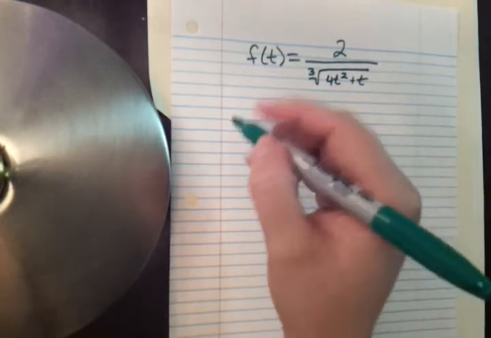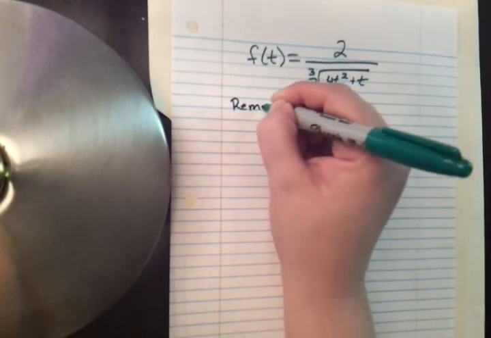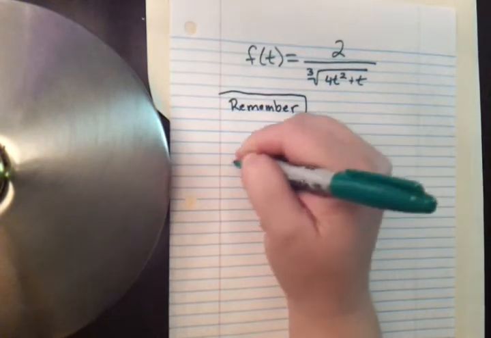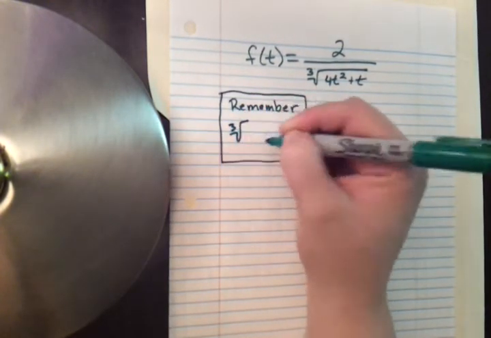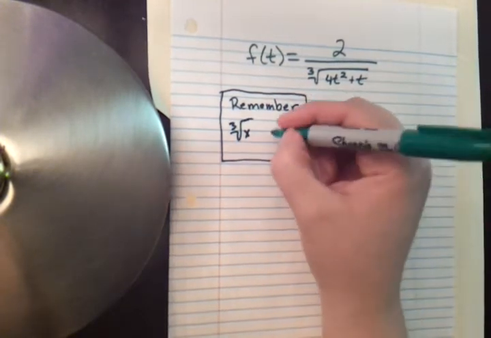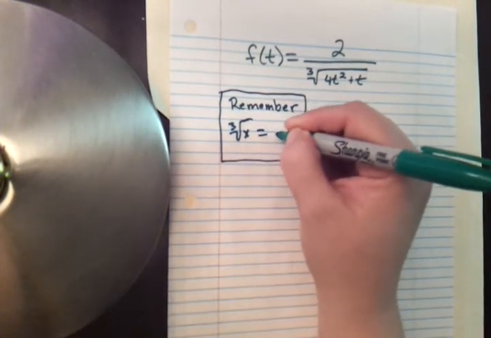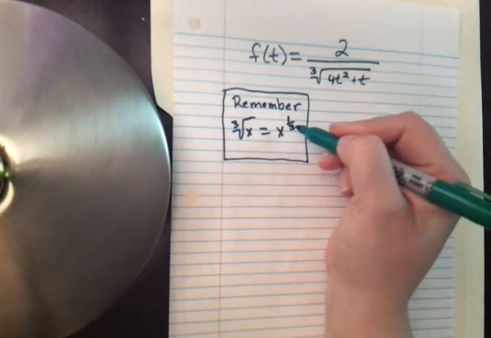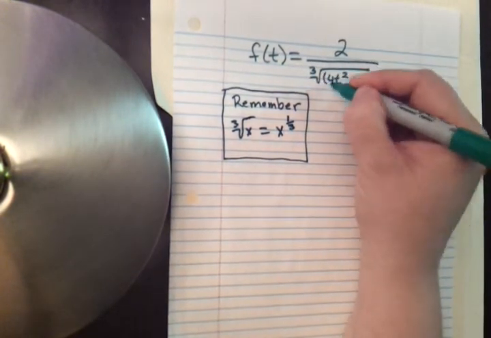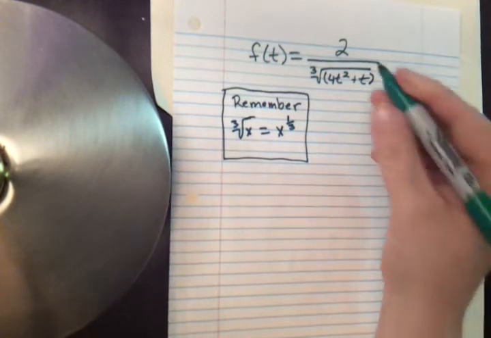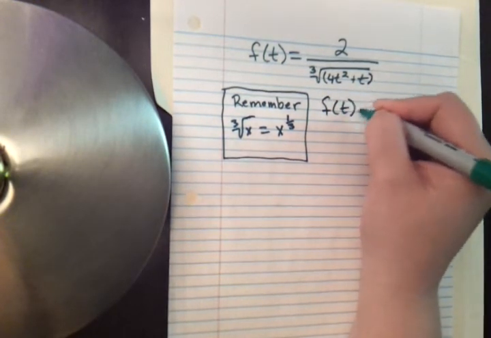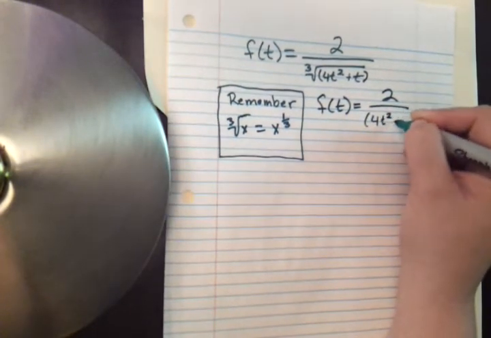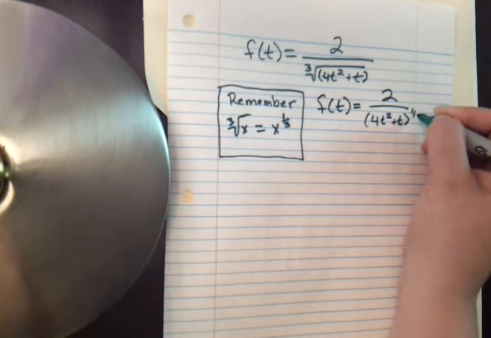So the first thing that you need to recall, let's do a little box here, a remember box. Remember, the cubed root of something, so let's just say it's the cubed root of x, just for now, is the same as writing that thing to the 1/3 power. So we can take everything that's in here and just raise it to the 1/3 power. So f of t is actually equal to 2 over 4t squared plus t to the 1/3 power.